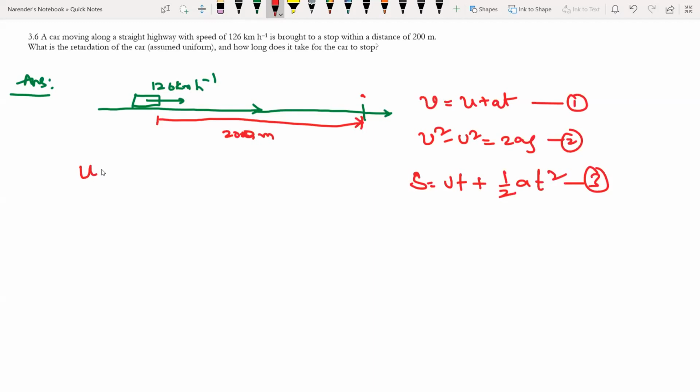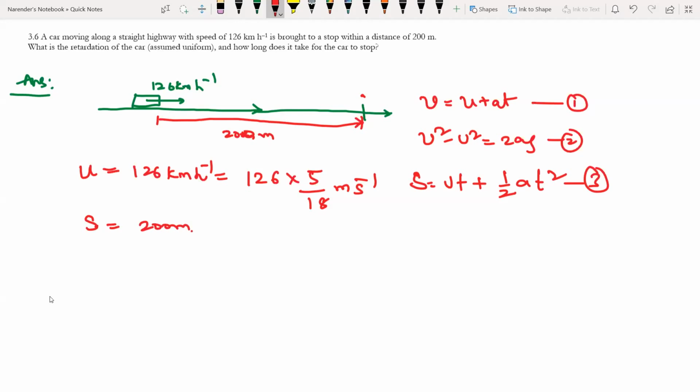So that is the initial velocity or initial speed. It's moving with the initial speed of 126 kilometer per hour. Always try to convert that into meter per second. So 126 into 5 by 18 meter per second. This is the speed with which the car is moving. And the distance it has traveled before coming to a stop is 200 meters.